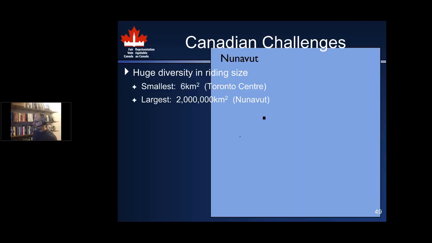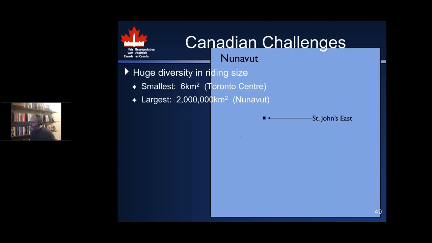then here's a comparative square, and you might at this point be thinking, oh, well, that's probably Toronto Centre. 6 square kilometers, that doesn't look that much different. Yeah, it's a lot smaller than Nunavut, but it's not that much different. Well, except that's not Toronto Centre. That square is represented by St.